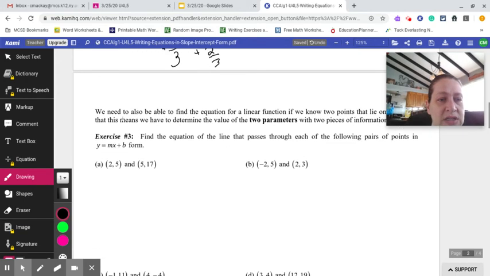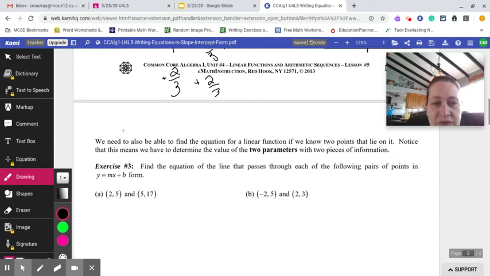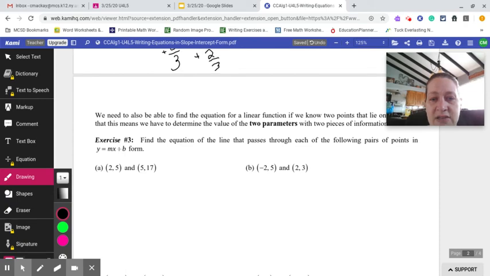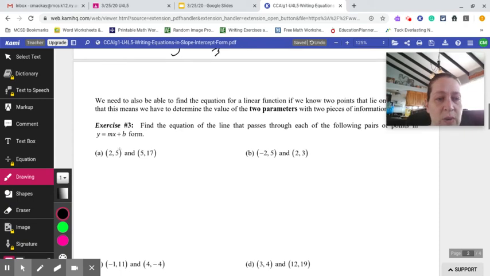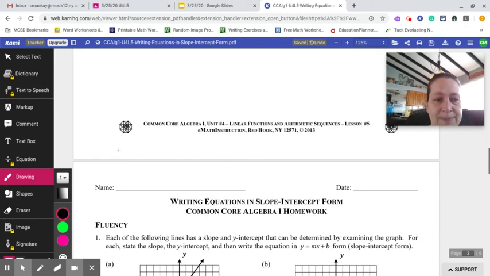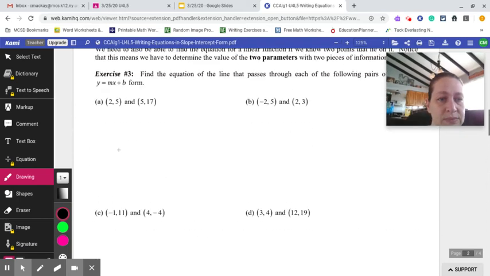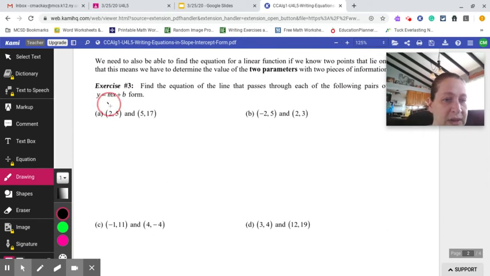Okay, we need to also be able to find the equation for a linear function if we know 2 points that lie on it. Notice that this means we have to determine the value of the 2 parameters with 2 pieces of information. Find the equation of the line that passes through each of the following pairs of points in the y equals mx plus b format. Okay, oops, sorry. This is my x, this is my y. I really strongly suggest that you do this on your assignments.